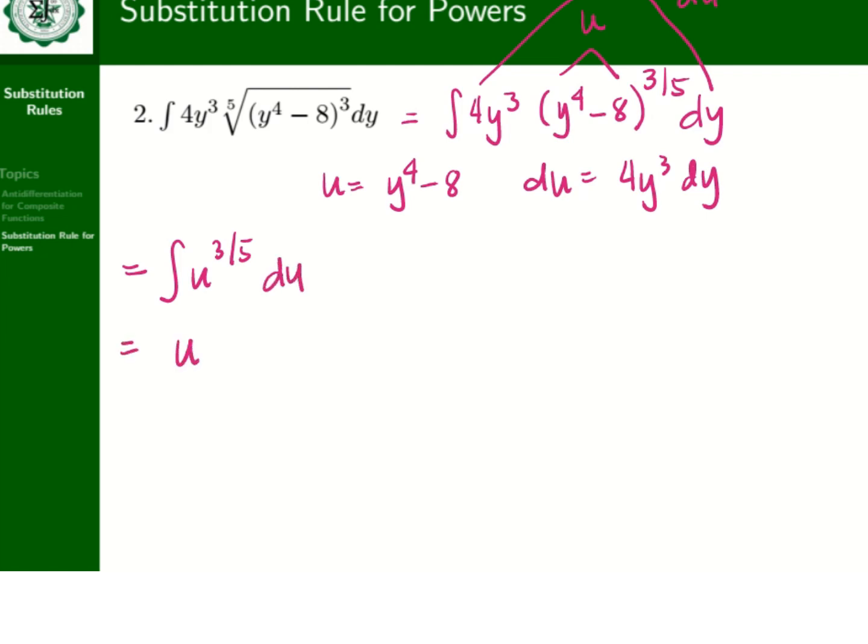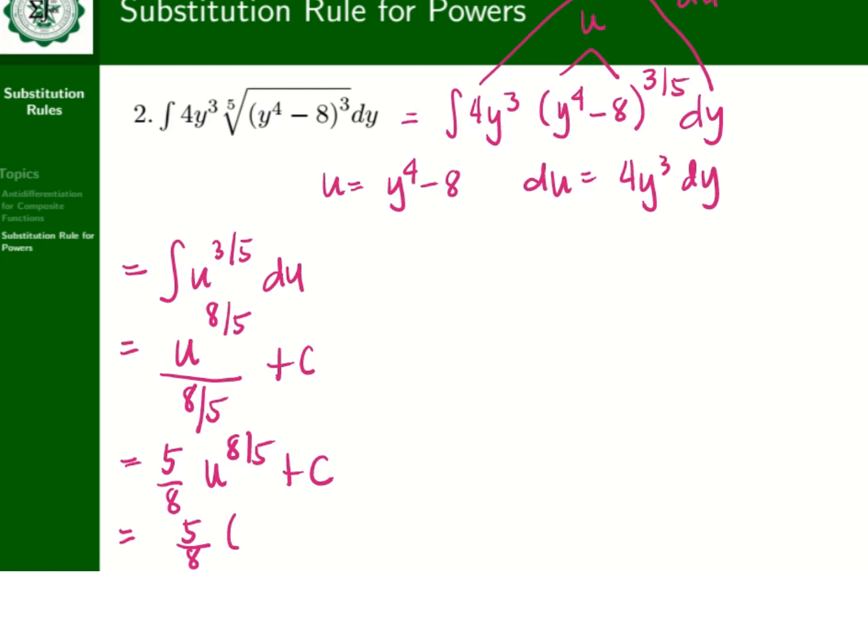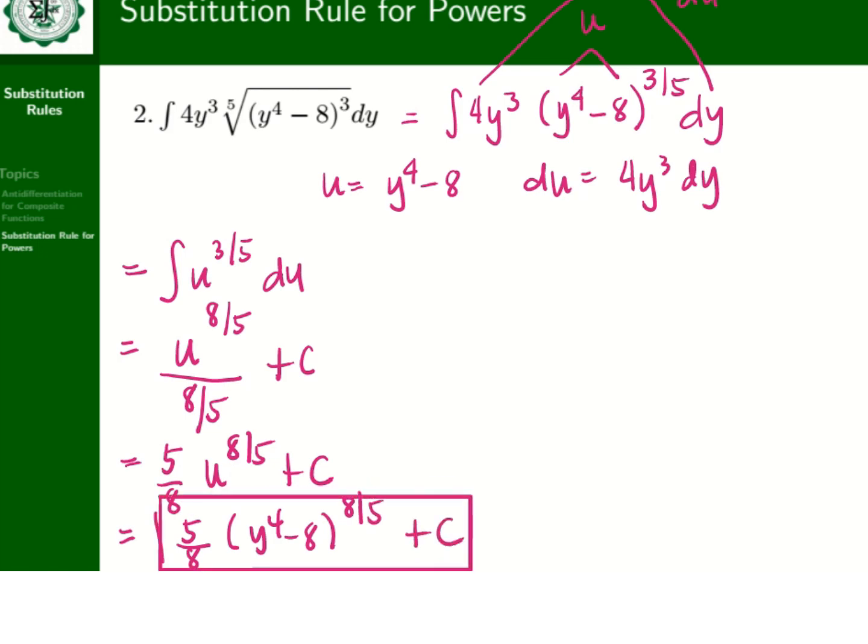Integrating, we have u raised to 3 over 5 plus 1. So that would be u raised to 8 over 5, and then over 8 over 5 plus c. We get the reciprocal of 8 over 5. So this becomes 5 over 8 u raised to 8 over 5 plus c. And then we perform back substitution. We have 5 over 8. We replace u by y raised to 4 minus 8. This is raised to 8 over 5 plus c. So this is our indefinite integral.